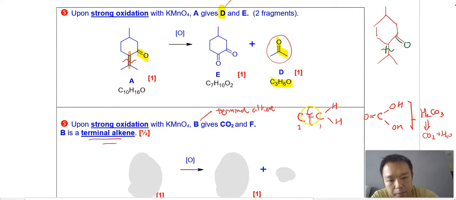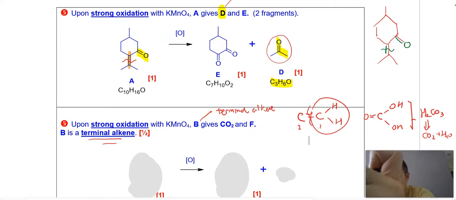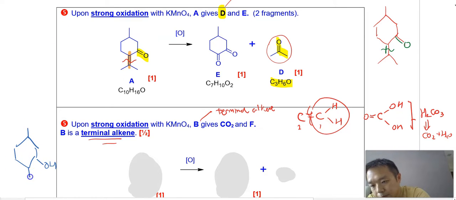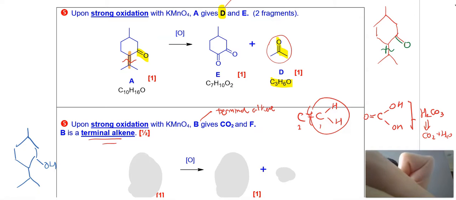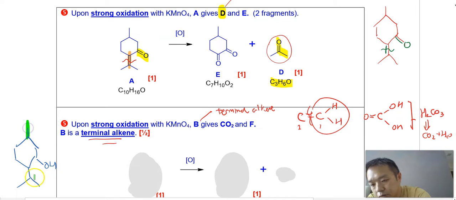And that's how, when we oxidize a terminal alkene, we will get carbon dioxide gas. So, if we know terminal alkene, we take a look at the structure of menthol again. The structure of menthol is this, as given in the question. Where are the positions of the terminal alkene? I'm going to highlight in green over here. I have one position over here, one position over here, and one position over here.